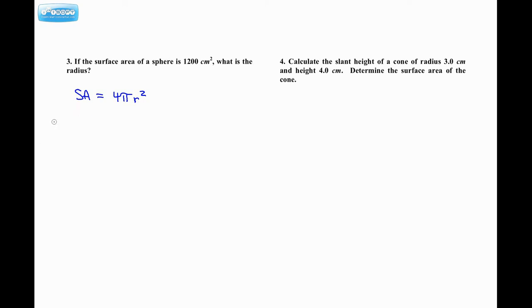Now earlier in the video, we did the algebra, and if you solve for r, you get the square root of the surface area divided by 4 times pi. Okay? So let's work this out.